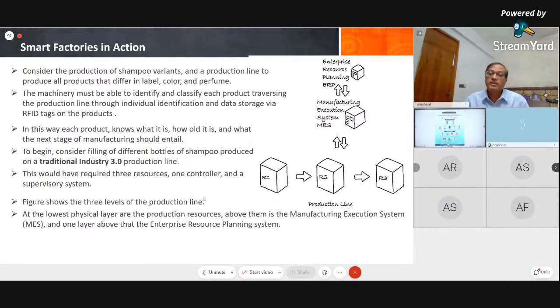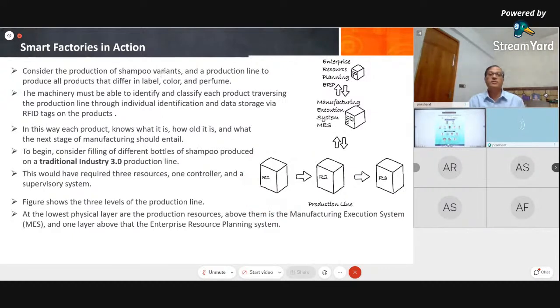Now, the problem is what happens if one of the resources, let's say this resource, is not working. It will halt the entire production line. Or, for instance, there's some problem with the supervisory system, and it's not able to judge what's going on, so it will create all the problems.